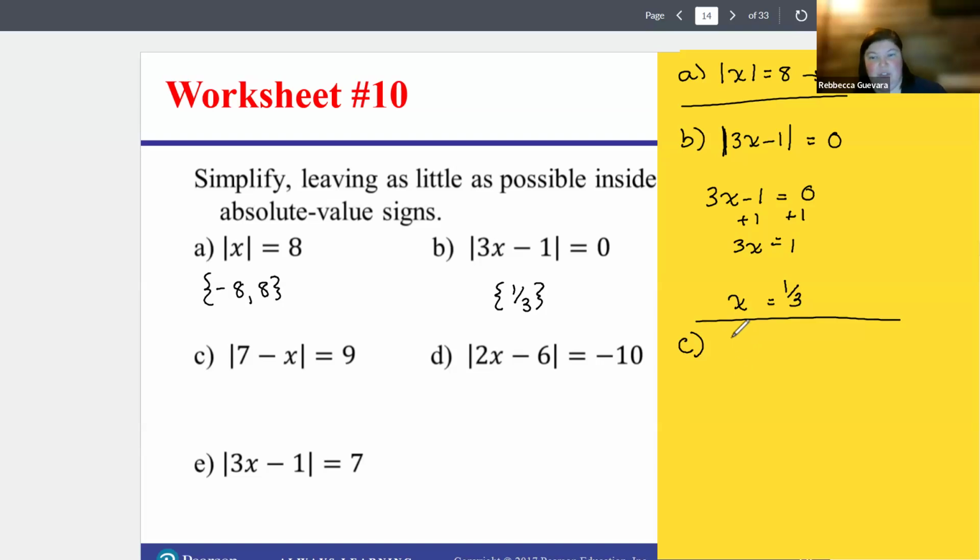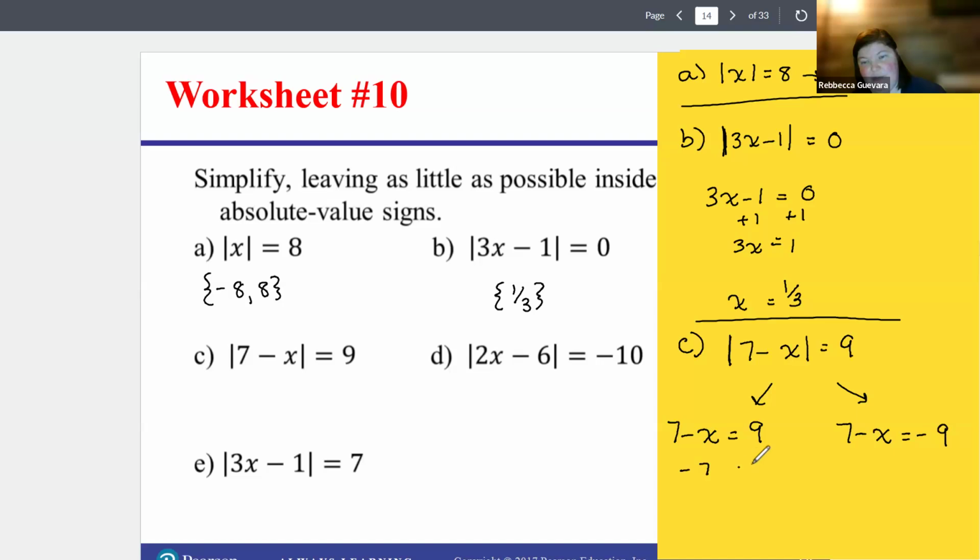For C, we're going to have 2 solutions again. We have the absolute value of 7 minus x equal to 9. So this is not 0, this is not negative. That means I have 2 possible solutions. So I have 7 minus x is either equal to positive 9 or 7 minus x is equal to negative 9. And then we just have to solve these.